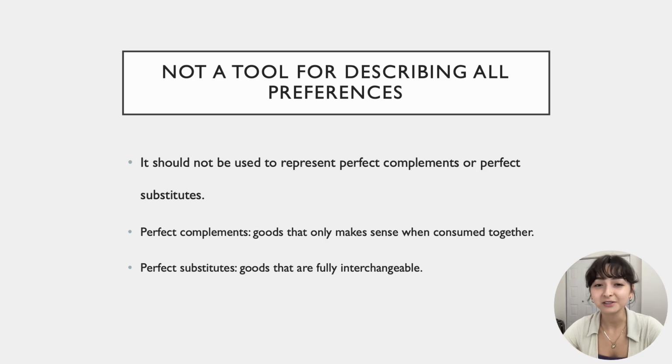However, it is not a tool for describing all preferences, and it should not be used to represent perfect complements or perfect substitutes. So perfect complements in the economic sense refers to goods that are only useful in conjunction, and if any one of the goods were to be acquired in isolation, would otherwise dissolve it of its desirability. So for example, I would only want to buy ink and a printer together, and either on its own would be entirely useless and therefore would not make sense to purchase.